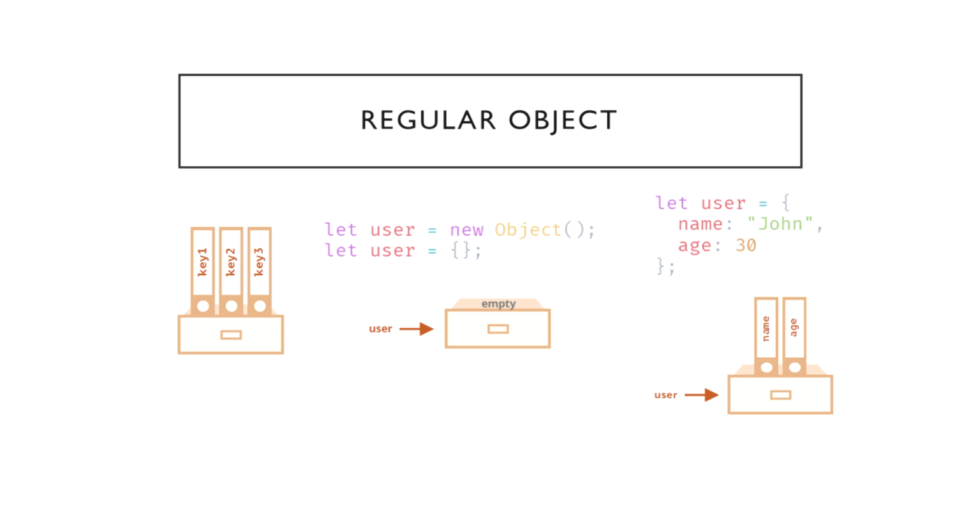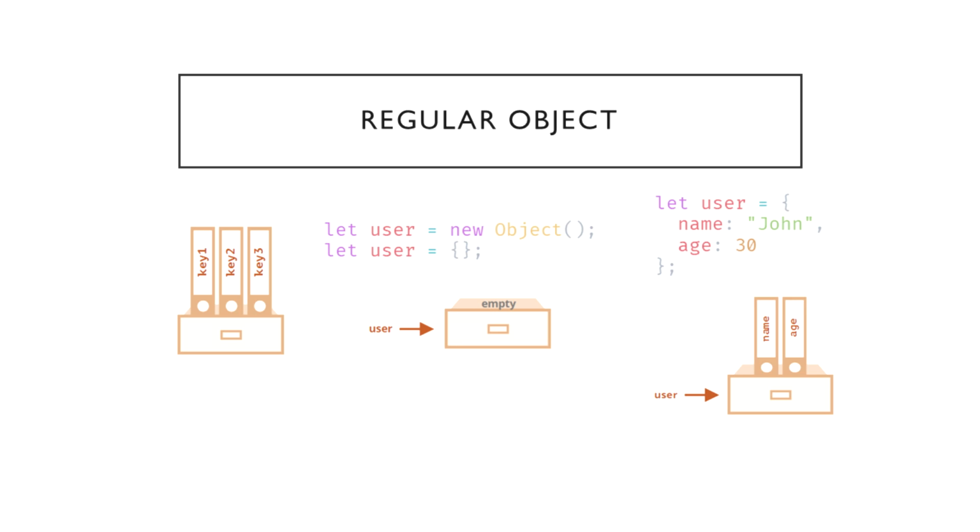Now, an empty object, or an empty cabinet, as you can see in the second picture, can be created using one of two syntaxes, either using the object constructor with new Object, or using the figure brackets, as I mentioned before. The second way is preferred. It's really rare that you would need the object constructor, and the figure brackets are way shorter. Now, as we can see in the third example, we can immediately put some properties into the figure brackets as key-value pairs. For example, name: John, age: 30.